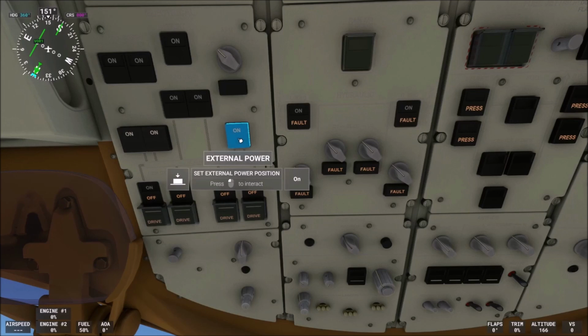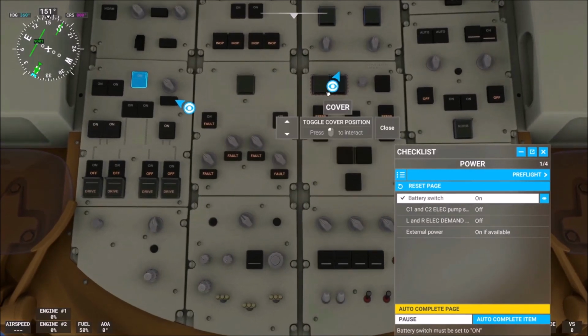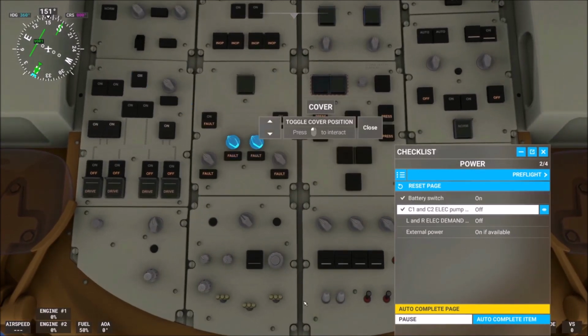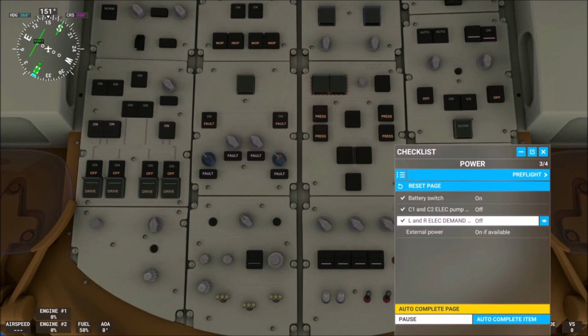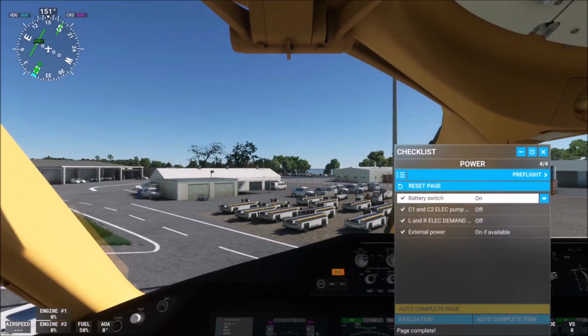If we have a look, for instance, now, evaluation. Battery switch on. C1 and C2 elec pump selectors, you don't touch these. Off. L and R elec demand pump selectors. Off. And the external power. External power on if available. Yeah, about this on if available, I have some objections, but anyhow, it is not the time right now. And now we go to the 32 commands, or even more are they. Now we go to pre-flight, isn't it?